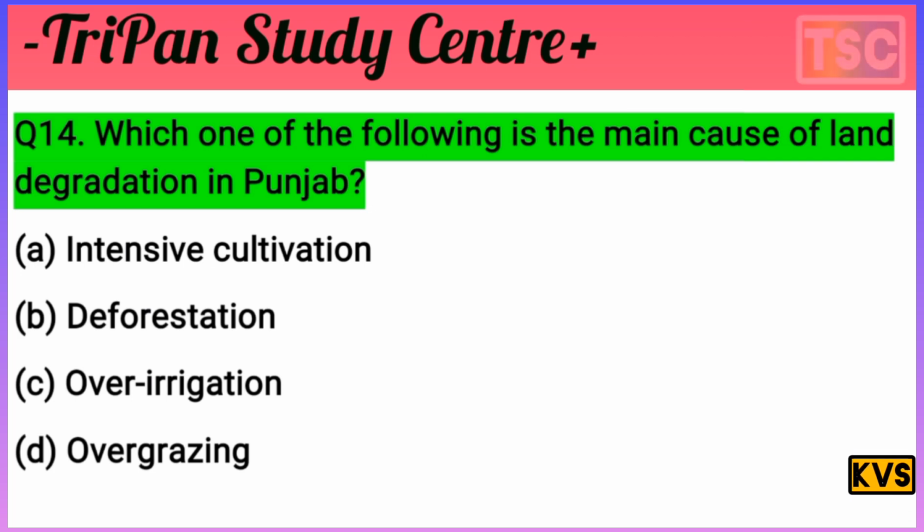The first option is rejected. And deforestation is rejected here. And overgrazing is not applicable. The answer here is over irrigation, because Punjab has the maximum production. There is a reason here: over irrigation is causing land degradation in Punjab. That's an important answer, option C.